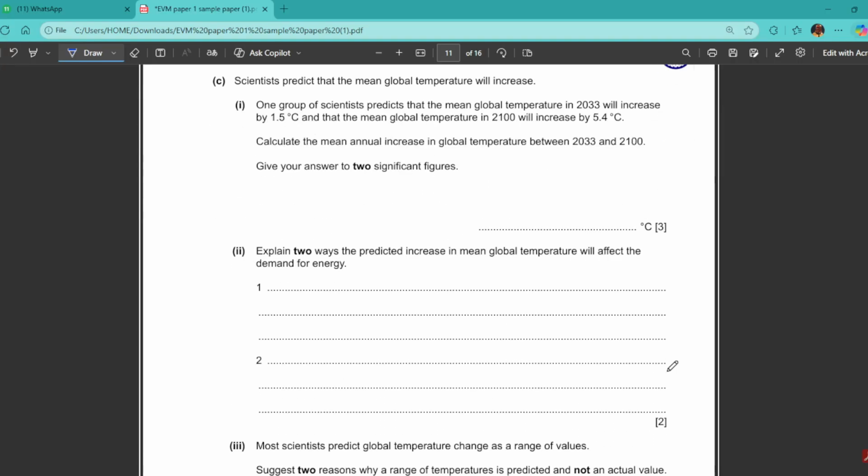Now moving to the next one. Scientists predict that the mean global temperature will increase. One group of scientists predict that the mean global temperature in 2033 will increase by 1.5 degrees Celsius, and that the mean global temperature in 2100 will increase by 5.4. Oh god. So calculate the mean annual increase in the global temperature from 2033 to 2100. Now, first and very important thing, what you will do? Guess.